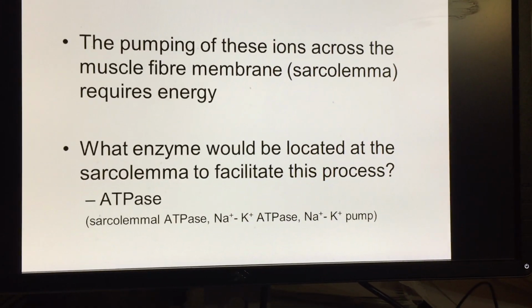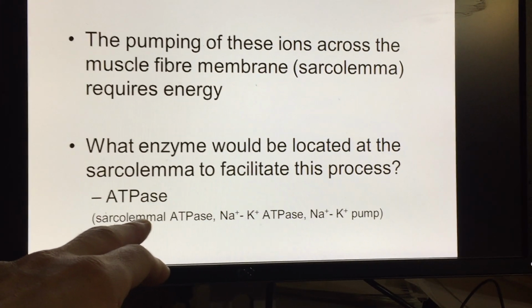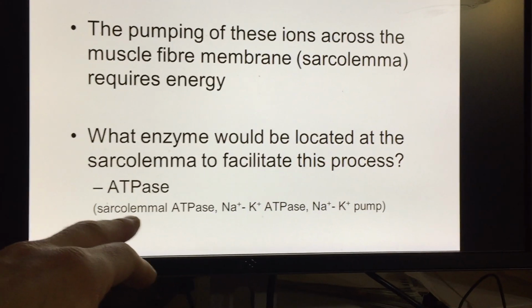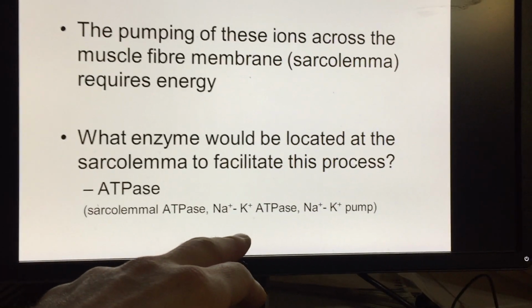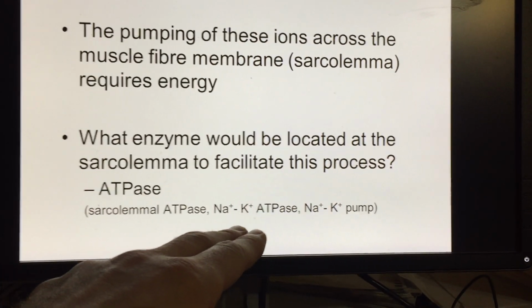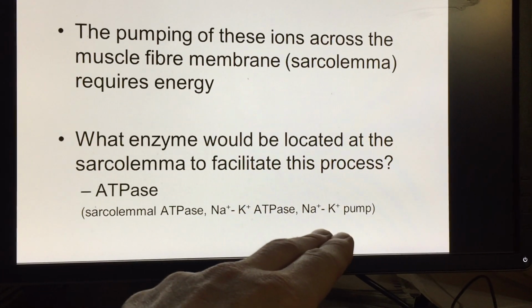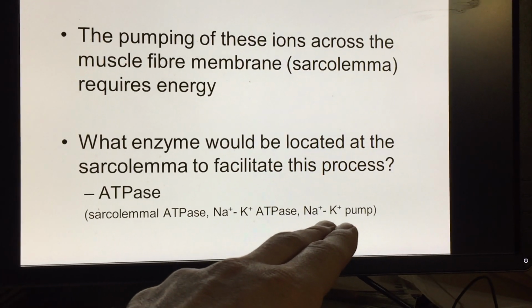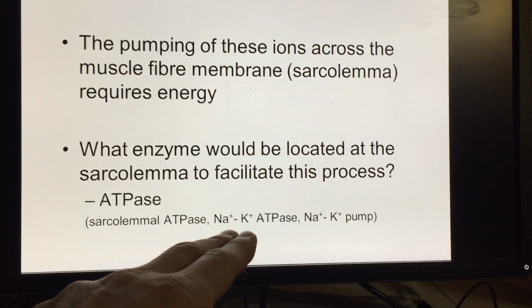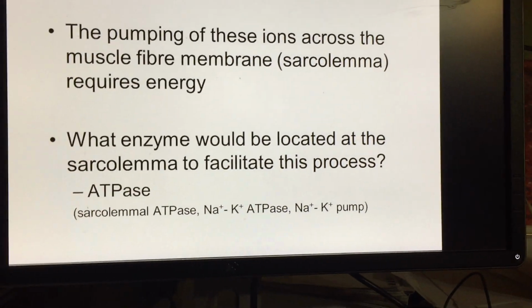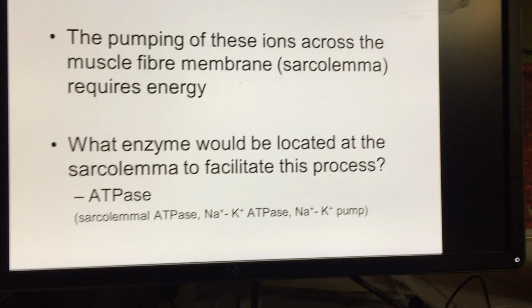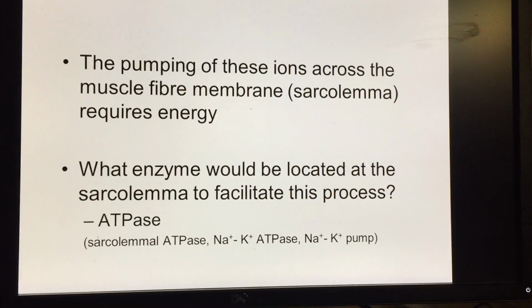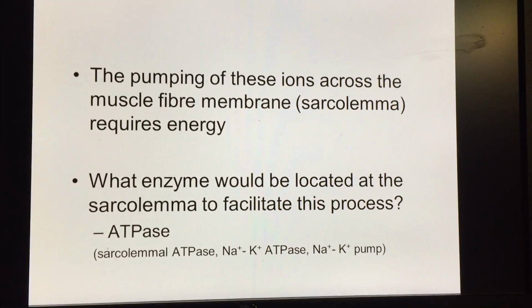So this ATPase is referred to as the sarcolemmal ATPase, just from where it's located at the muscle fiber membrane, the sarcolemma. It's also referred to as the sodium-potassium ATPase, or the sodium-potassium pump. So it pumps potassium back into the fiber and pumps sodium out of the fiber. So this is the reverse of what happens during muscle contraction.